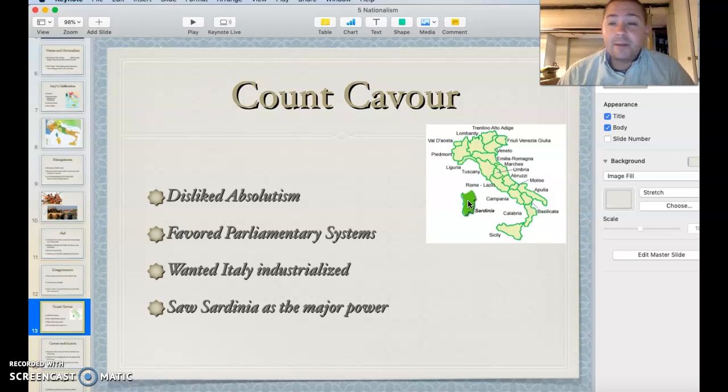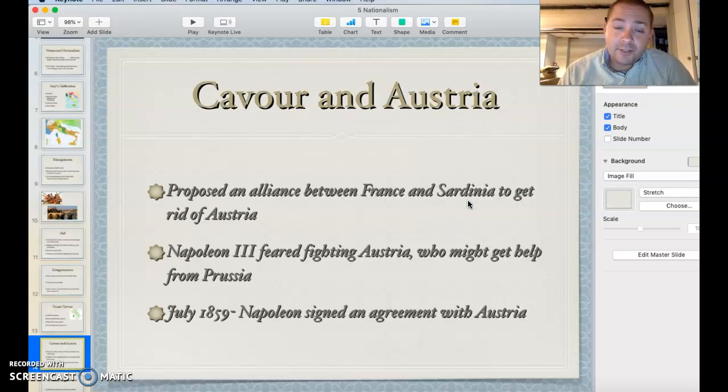He wants there to be a parliamentary system. He wants, most importantly, Italy to be industrialized. By 1848, the Industrial Revolution is going on throughout Europe. And he sees that the only way for Italy to really compete is by having more industrialization.